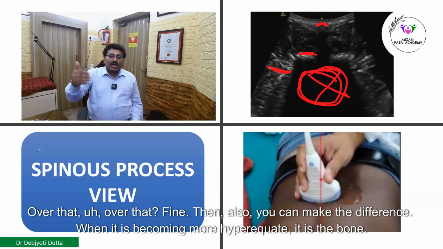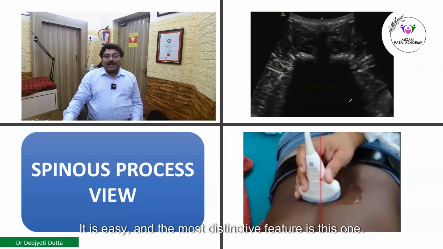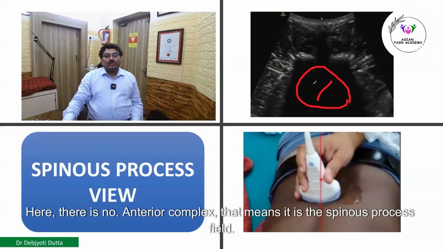When it is becoming more hyperechoic, it is the bone. When it is less hyperechoic, it is basically the ligaments. Sometimes it is a little bit difficult, but with practice, it is easy. And the most distinctive feature is this one. Here, there is no anterior complex. That means it is the spinous process view.